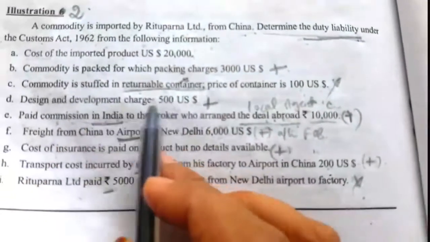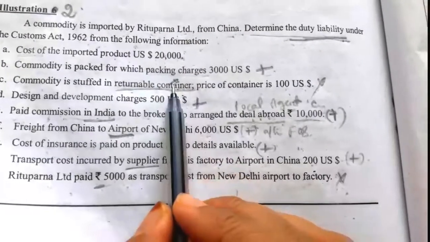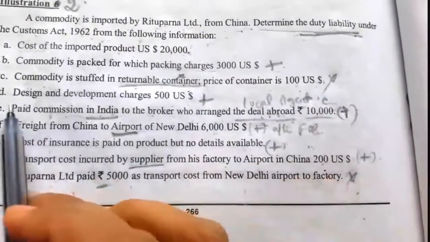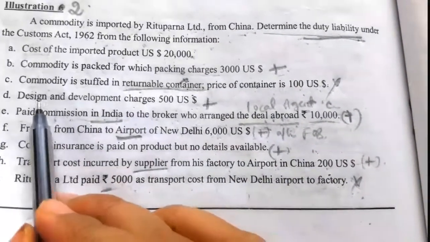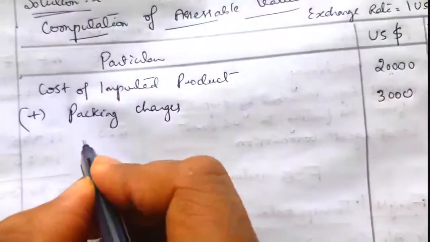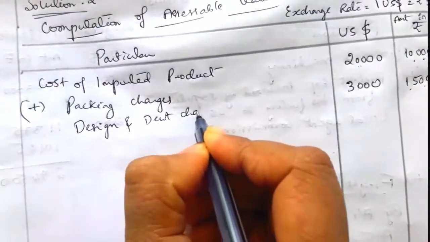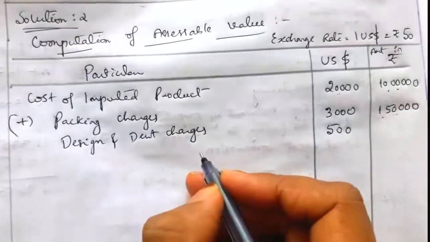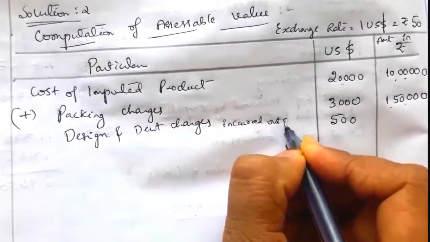Next is commodity stuffed in returnable container. We can take cost of container or container charges, but a returnable container is not part of assessable value, so it should not be taken. Then design and development charges incurred outside India we can take. The design and development charges given in US dollar means they are incurred outside India, so we have to take them here. That is 500 US dollar. If you want, write incurred outside India.